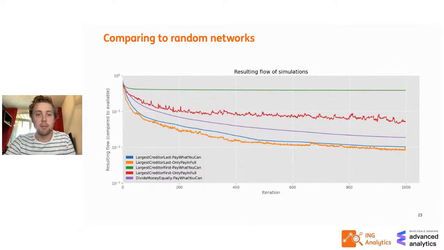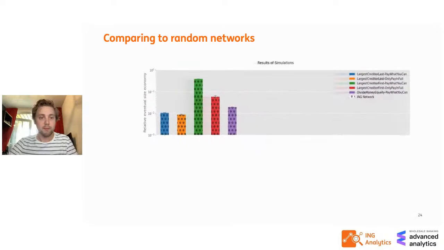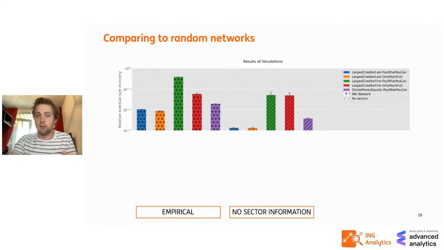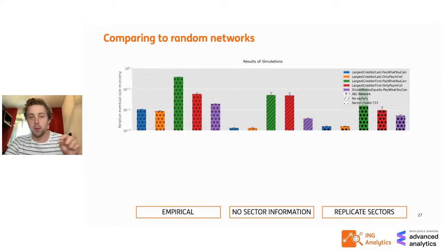You already saw this picture, but there are more lines coming into this plot, which would make it a bit chaotic. So I plotted this in a different way, where I took the height of the line in the last few iterations and plotted it on a bar chart. So that looks like this. There are more bars in this picture. So on the left, we have the empirical. We already saw this, the relative eventual size of the economy, the height of the bars. For the random networks without sector information, it looks like this. And with the sector information, it looks like this. So you can distinguish them with the hatches in the bars.